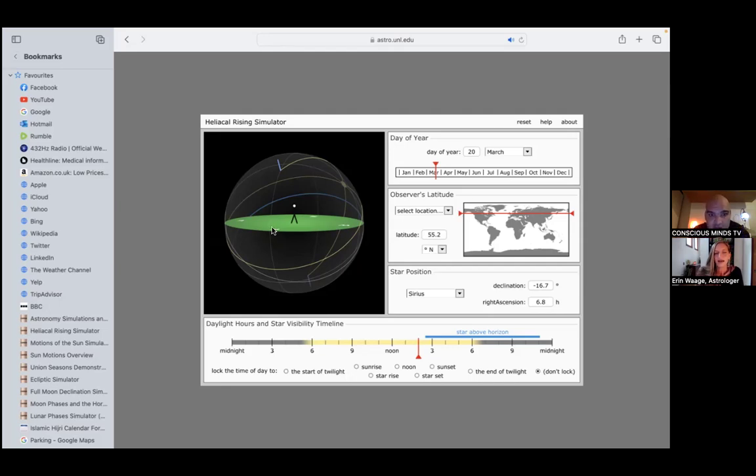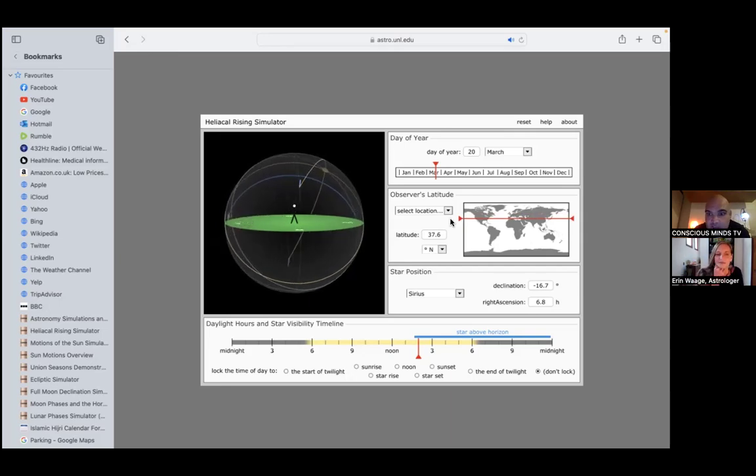So this is just a 3D model of the birth chart ultimately, and that's all I'm showing. Again, it all depends on your latitude, where you are on Earth, and how high or low the sun will be at particular times of the year. So, for example, Erin, we know that during Christmas time, for us, the days are very short, right?